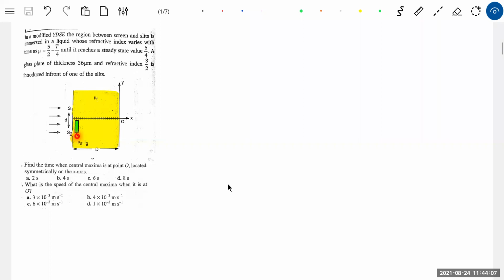The mu of the liquid will vary as 5 by 2 minus t by 4 until it reaches a steady state value of 5 by 4.